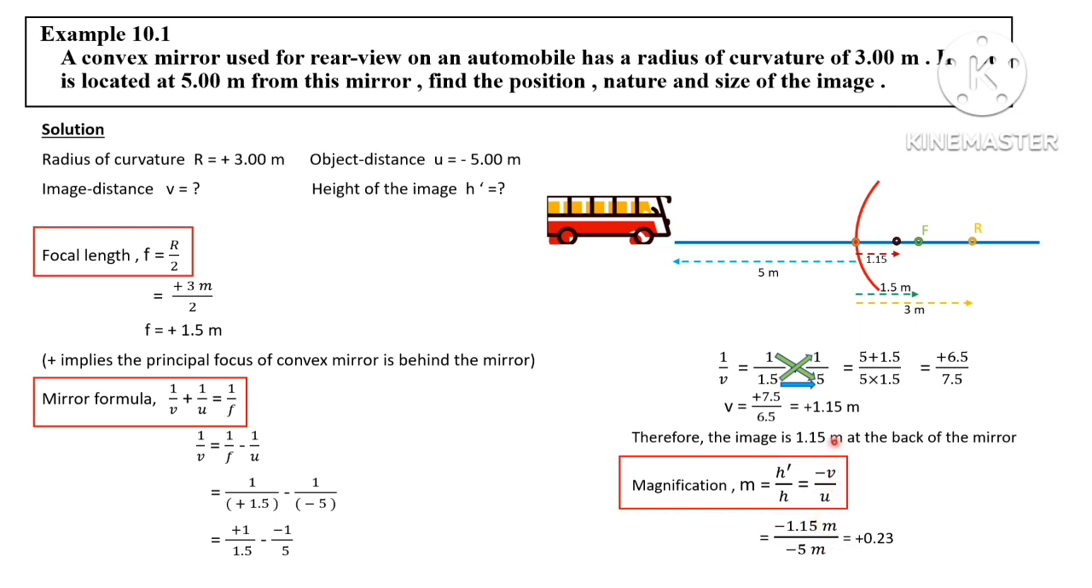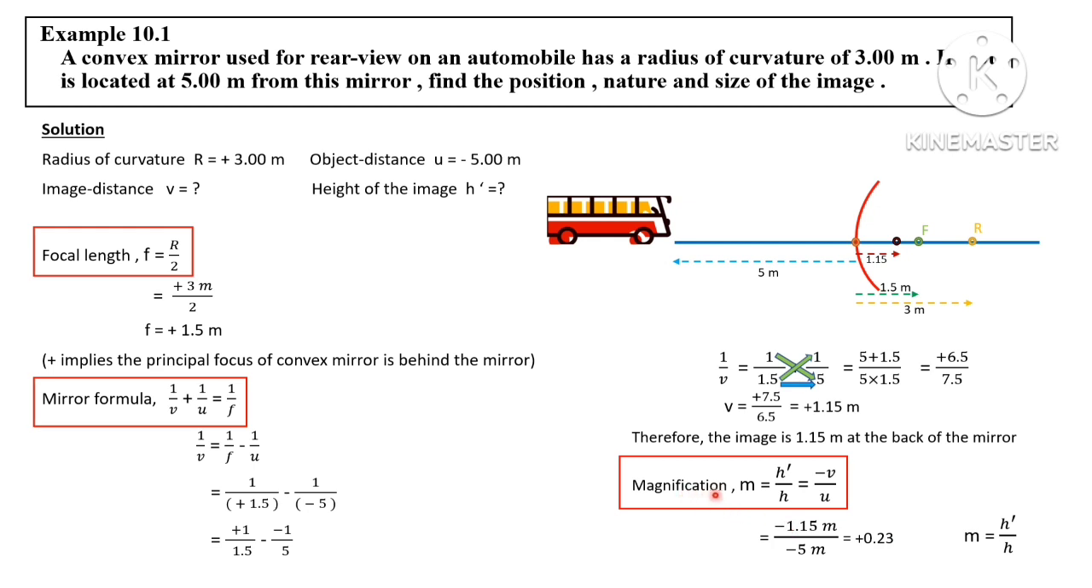V is 1.15 meter. The negative is put here, and the value of u is given in the question, which is minus 5 meter. Okay, doing this, we will get plus 0.23 as the result. So the magnification is plus 0.23. Next, we can take this equation. M is equal to h dash divided by h. The reason behind taking this equation is that we have to find the nature of the image and the size of the image. Okay, so we are taking this equation for reference.